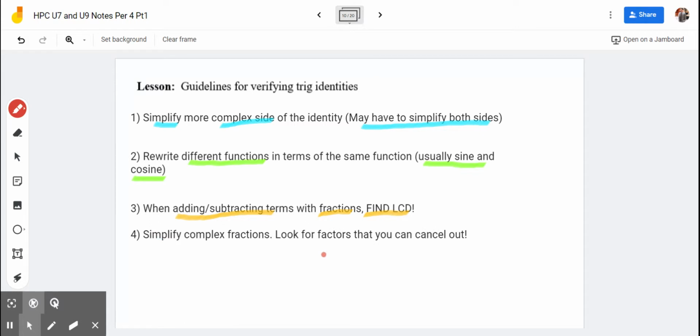And then simplify complex fractions. What will usually happen is that factors will cancel out. So look for factors that you can cancel out within a complex fraction.